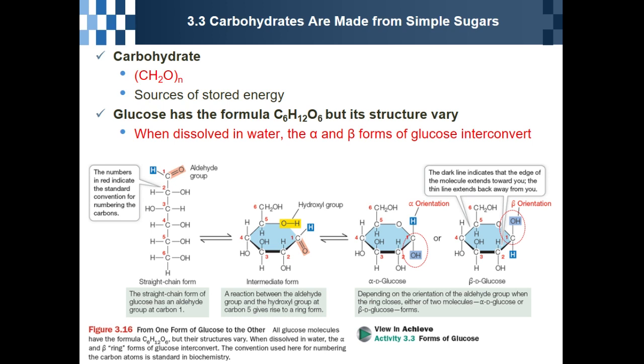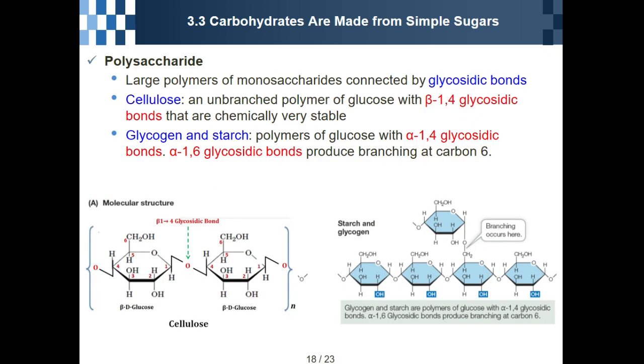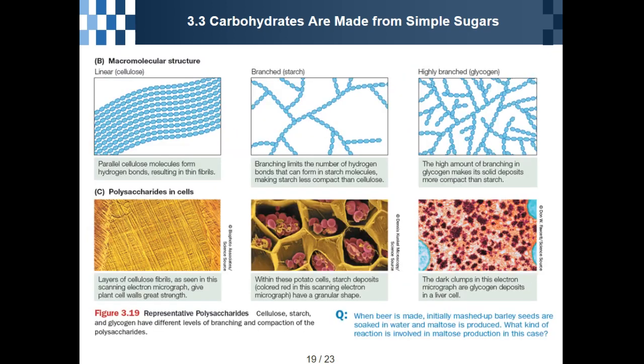Carbohydrate is the source of energy, and their main structure is like this. Main chemical formula is like this. They can have the straight form and intermediate. They have alpha and beta forms, like this. So we call it alpha-D-glucose, and in this orientation we call it beta-D-glucose. So now we will cover monosaccharide, and next slide we will cover disaccharide. Finally, we will cover polysaccharide.